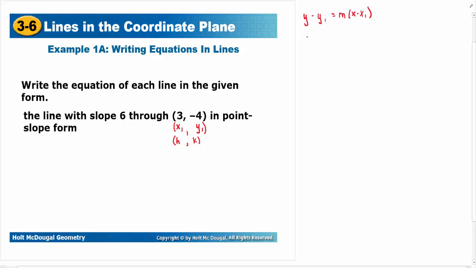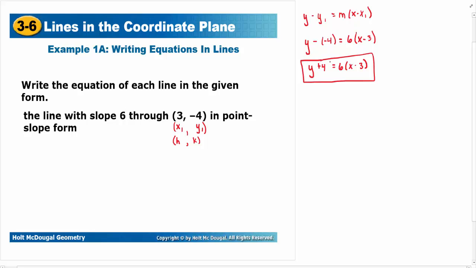And as I write this out, again, just plug in the numbers. Y minus y1, which is -4, equals, here we're going to have the slope is 6, so that's 6, x minus x1, so minus 3. This becomes y plus 4 equals 6, x minus 3. There's your point slope form.